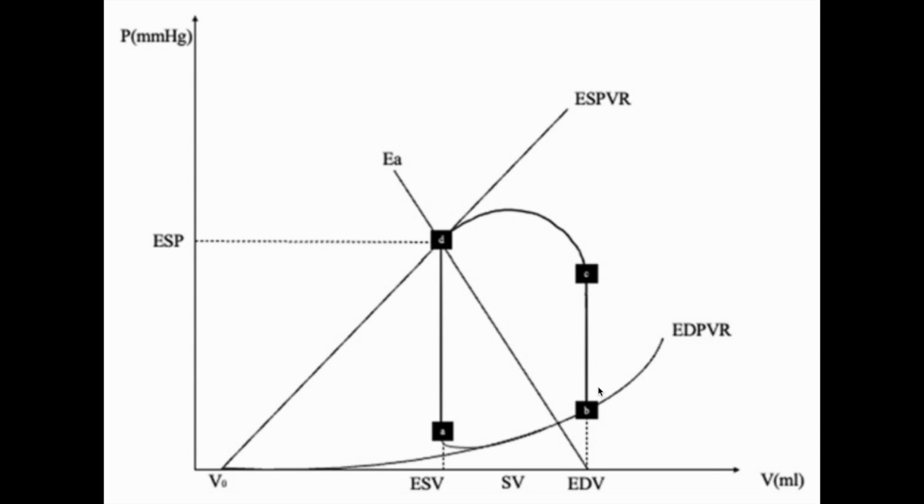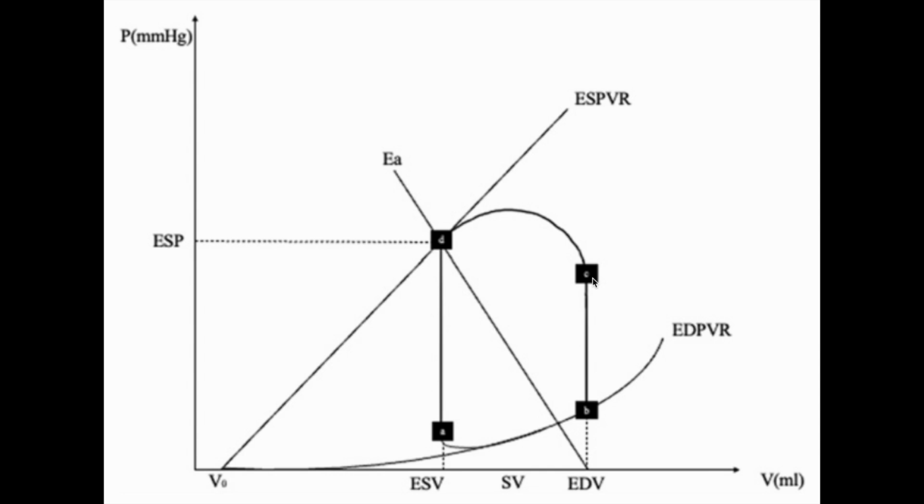This point, that is point B, is the end diastolic volume. This is the end diastolic pressure. This was the end systolic volume. So we had a filling of the ventricle at low pressures. It is followed by what is called the isovolumetric contraction.